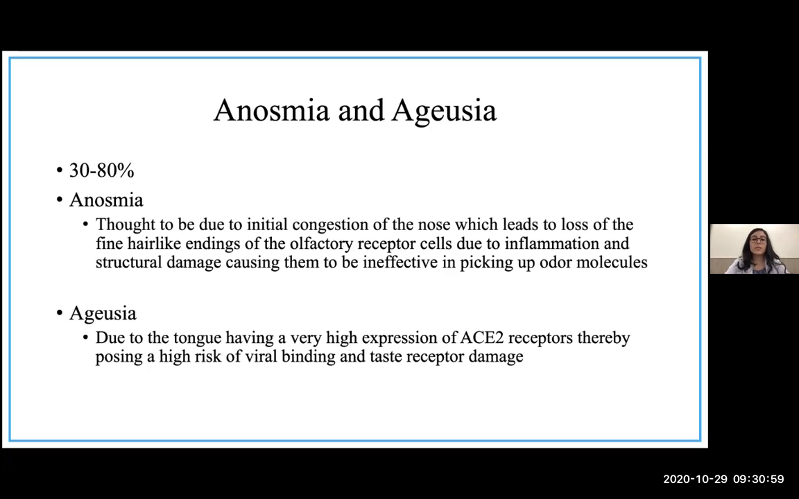nose, which leads to loss of the fine hair-like endings of the olfactory receptor cells due to inflammation and structural damage. So they become ineffective in picking up odor molecules. And this is why some people actually complain of a loss of smell even post-viral infection. There's also ageusia, which is loss of taste due to the tongue having a very high expression of ACE2 receptors in comparison to both the buccal and gingival mucosa, and therefore poses a higher risk for viral binding and taste receptor damage.